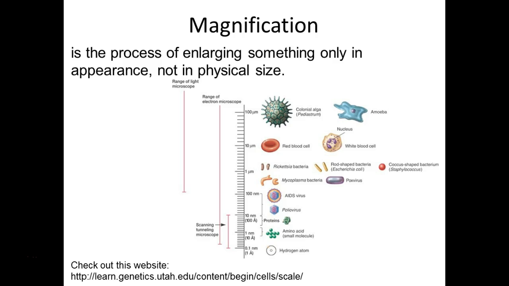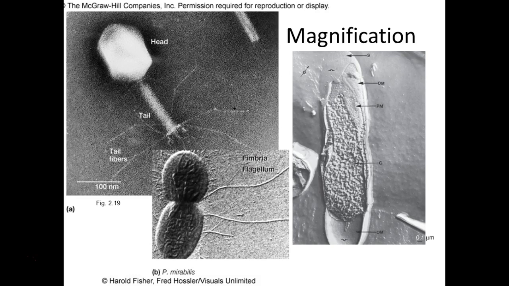So this magnification is an enlargement only in appearance, not in physical size. Things like this bacteriophage, this virus that infects bacteria, this is an electron micrograph. For the most part, it's going to be shades of gray that show the different structures. And you'll notice here, this is a size marker. This line represents 100 nanometers. So it's teeny tiny.